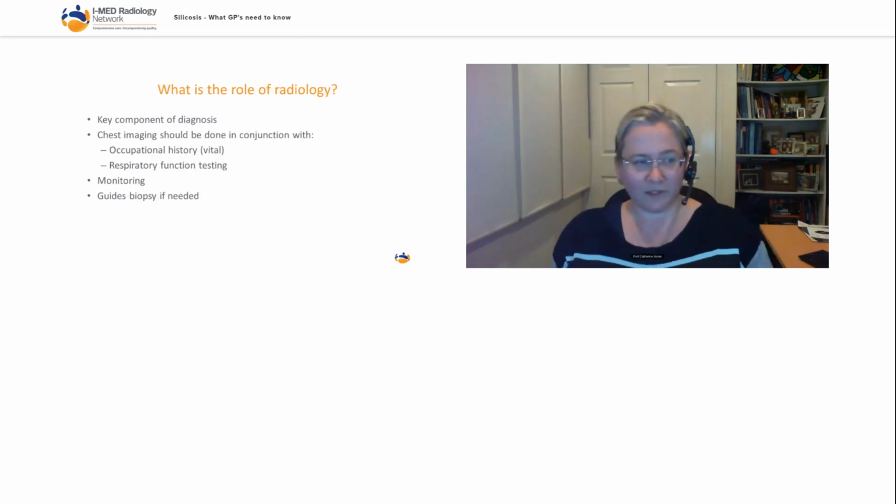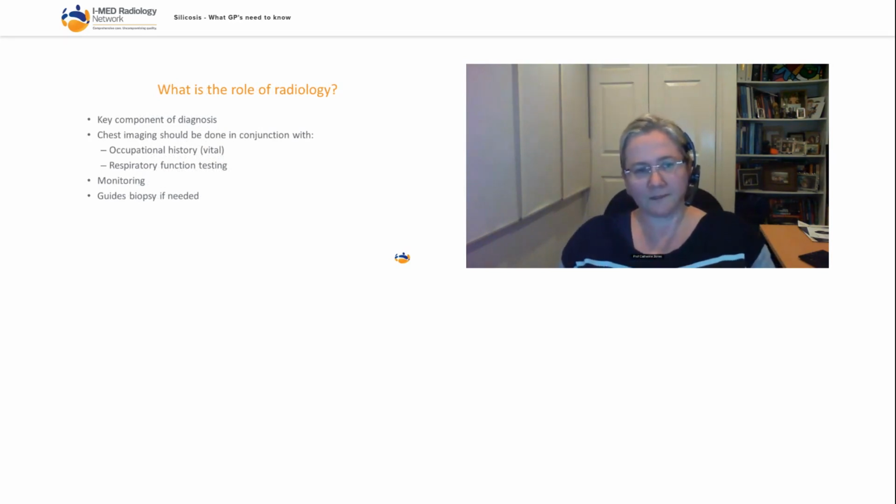So the next obvious question is, well, what is the role of radiology in all of this? Well, radiology is a pretty key part of the diagnosis. And it's important to remember that we should always be doing this in conjunction with the occupational history, because without an occupational history, it's very difficult to make a diagnosis of occupational lung disease. We should also, if possible, have information about what the respiratory function testing results are like, and really as well if the patient is a smoker.